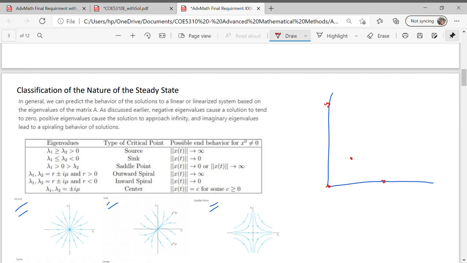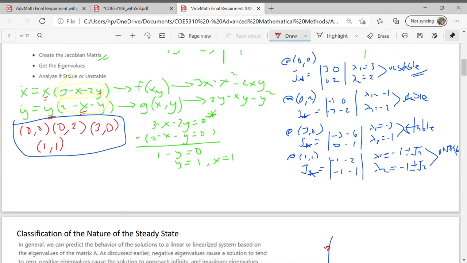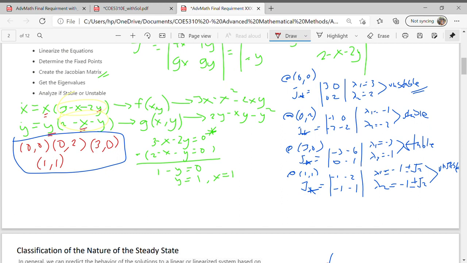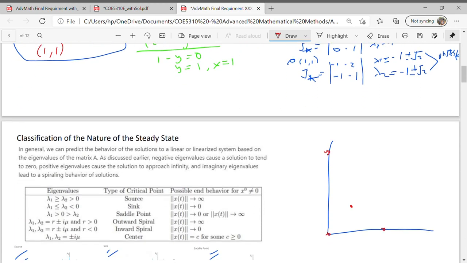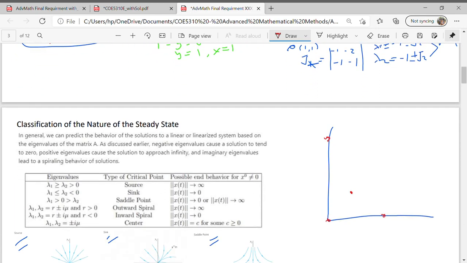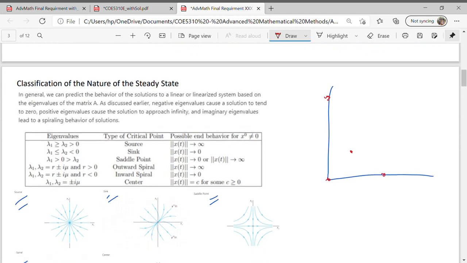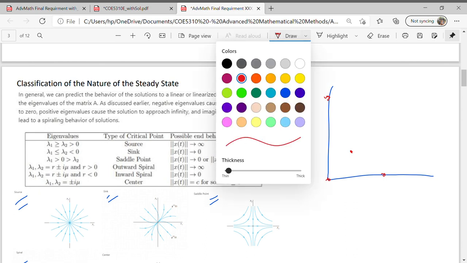If we analyze the eigenvalues of the 0, 0 fixed point, we get both positive eigenvalues. So it means it is a source, and from that fixed point, the arrows must come out. So the tendency of the arrows is to come out.